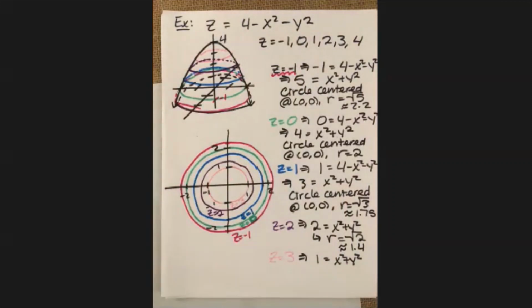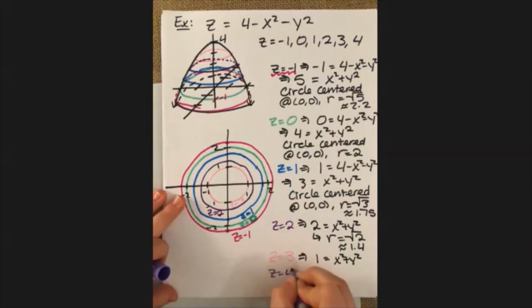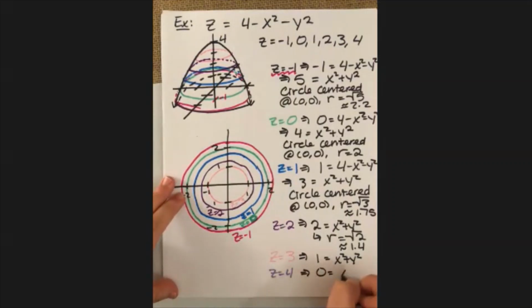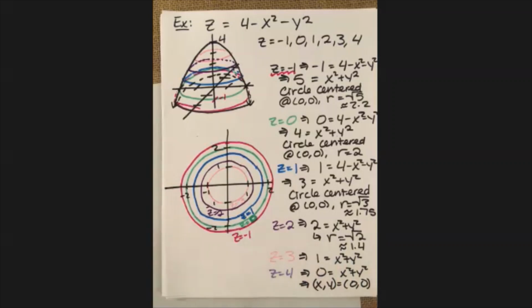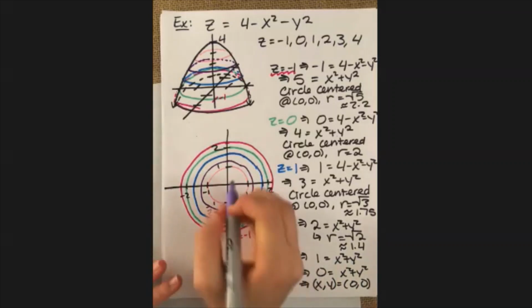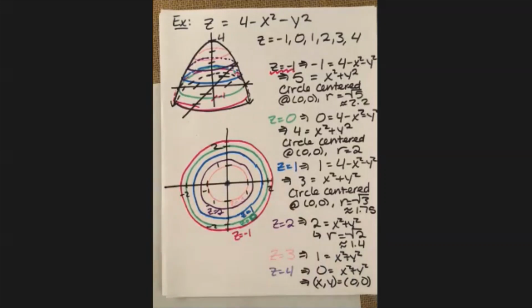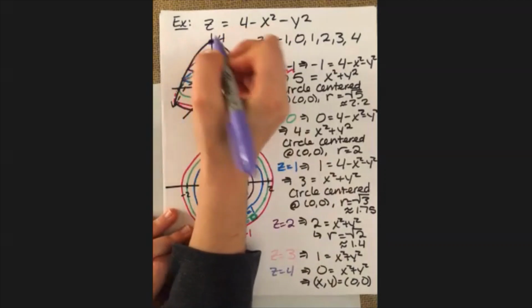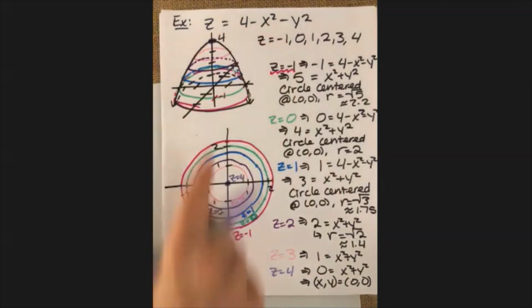Okay, and then our final one is z equals 4. For this one, we wind up with 0 equals x squared plus y squared. And since both of these pieces have to be positive, it means that x and y both have to be equal to 0. So the only option for that particular one is just the point there at the origin. And that makes sense because our graph comes together at a point at the very top at z equal to 4.